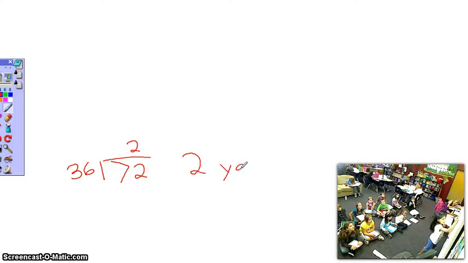Okay. 72 inches equals something yards. So first you would do a yard equals 36 inches. So you would do 72 divided by 36, which equals 2. So that equals 2 yards.